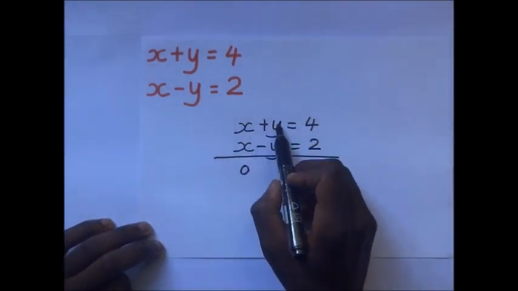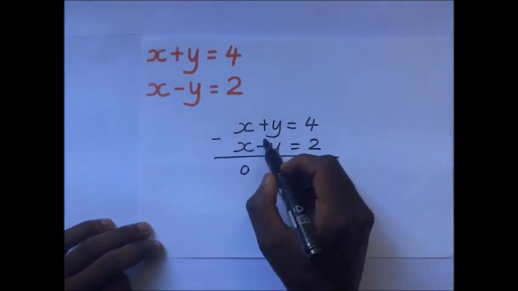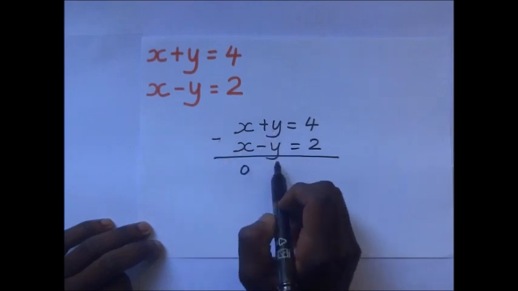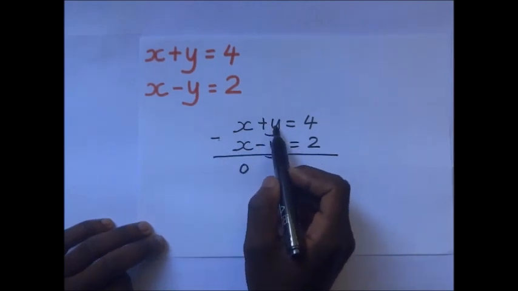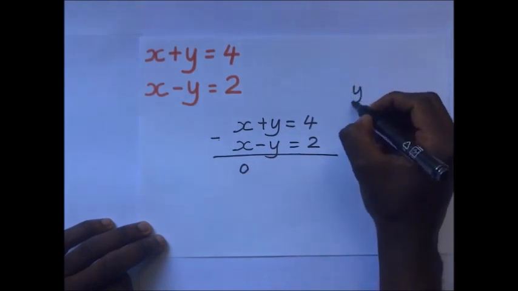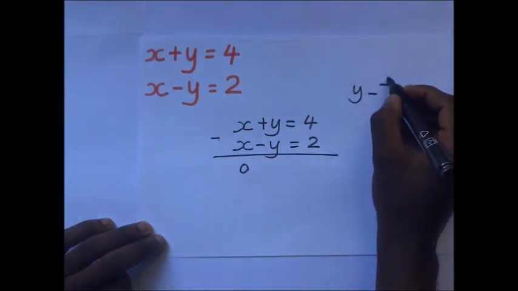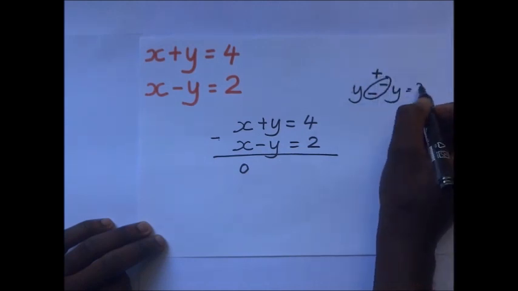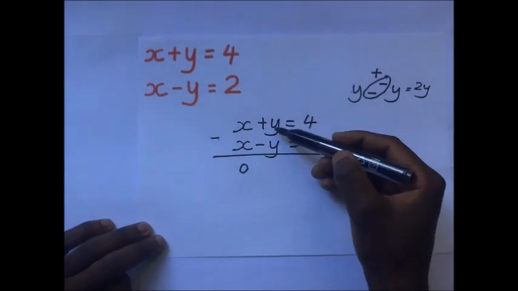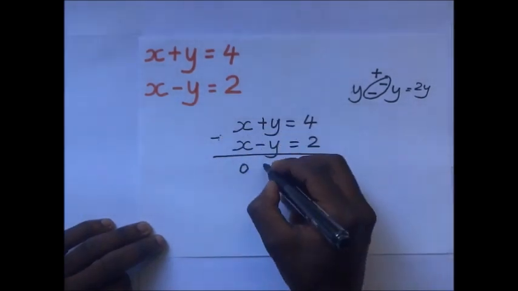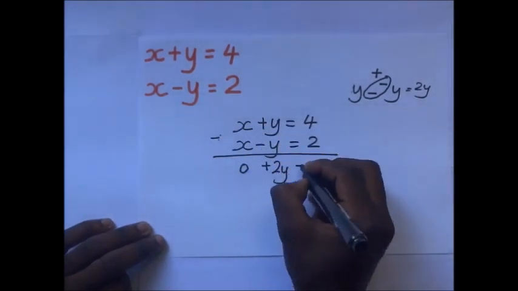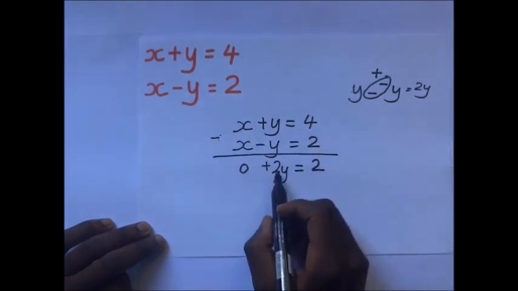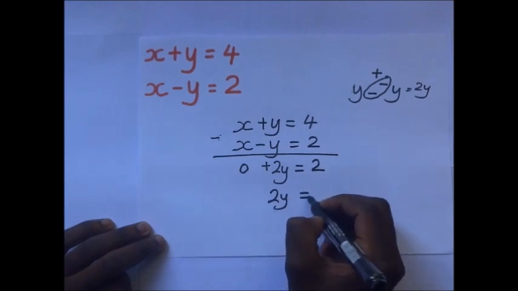Then this is positive y minus negative y. Now remember, this is positive y minus negative y. It's like saying y minus negative y. Of course, this minus turns into plus. So y plus y is equal to 2y. So this y minus negative y is positive 2y. That is going to be equal to 4 minus 2, which gives us 2. So of course here we remain with 2y is equal to 2.